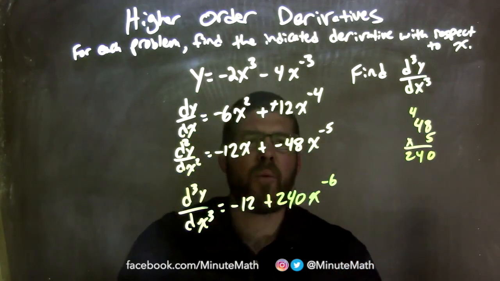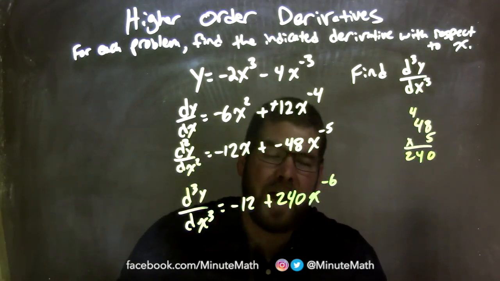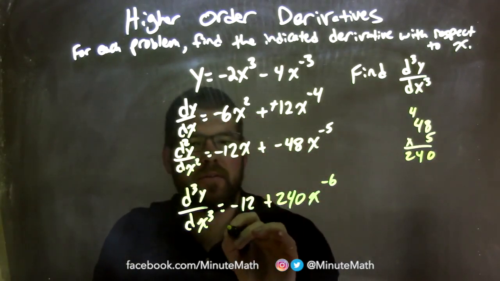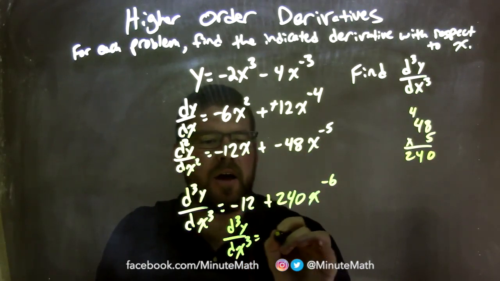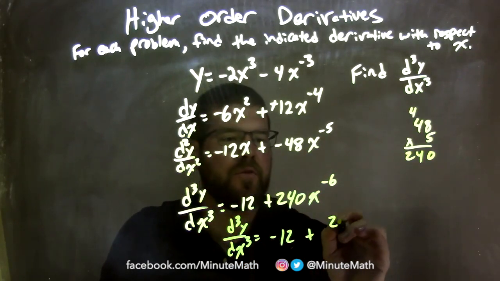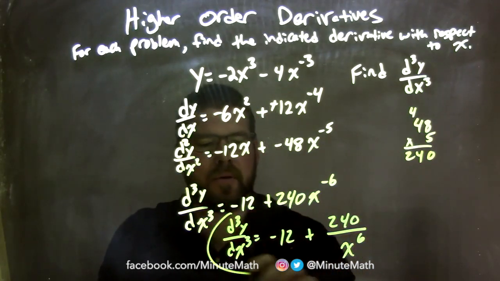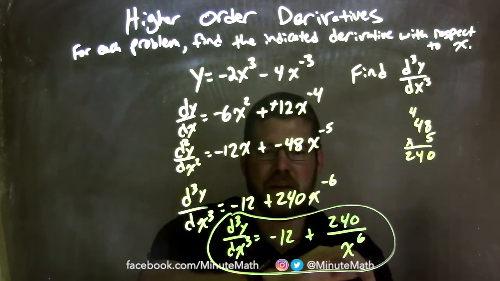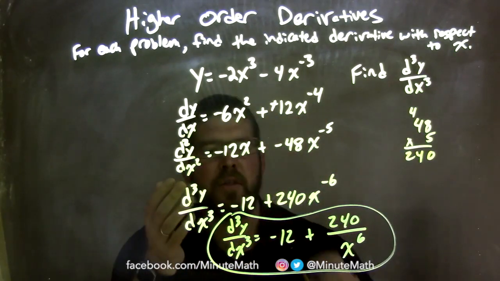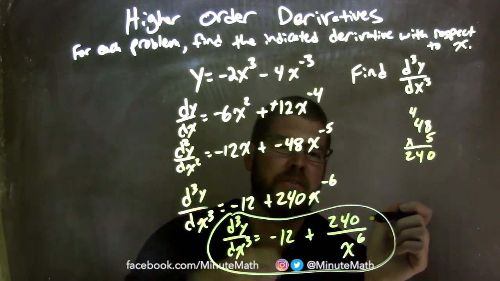Now, when we write our final answer here, we don't like to have the power of x be negative. So when I rewrite this, d to the third power y over dx to the third, negative 12 plus 240 over x to the positive 6th power. Okay. And there we have it. We have x to the positive 6th power at the end there. So our final answer is the third derivative is equal to negative 12 plus 240 over x to the positive 6th power.